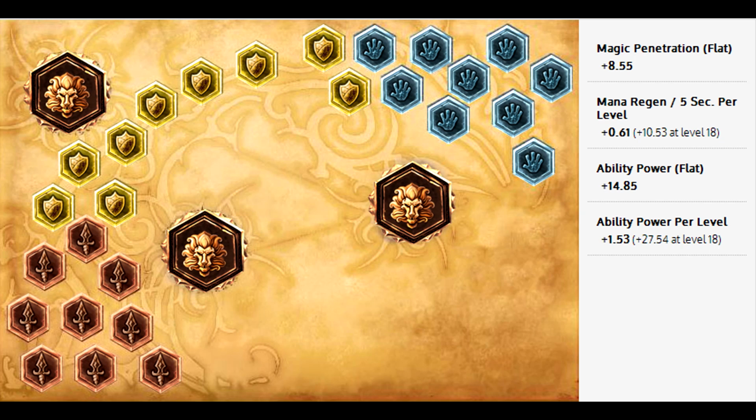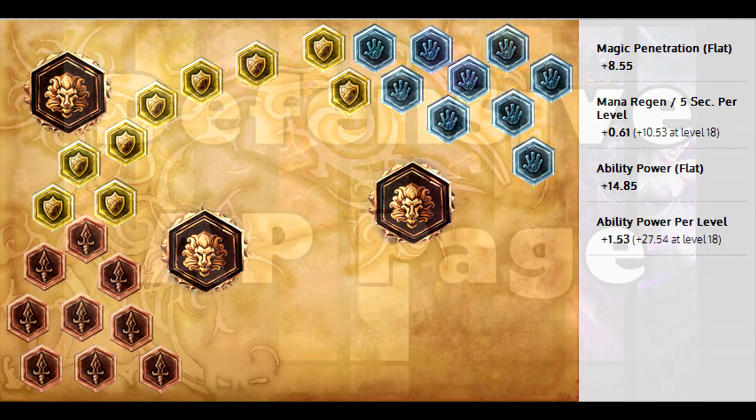So again though, if you're playing an early game powerhouse like LeBlanc, flat ability power may serve you better. It's just something you're going to have to test and see which you prefer. This is just a basic overview of what works on the majority of champions.